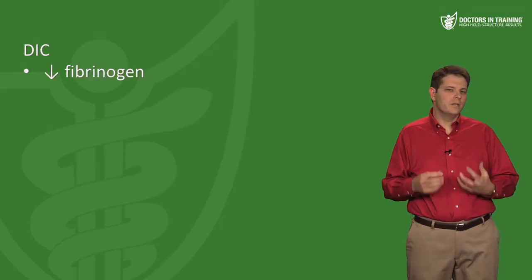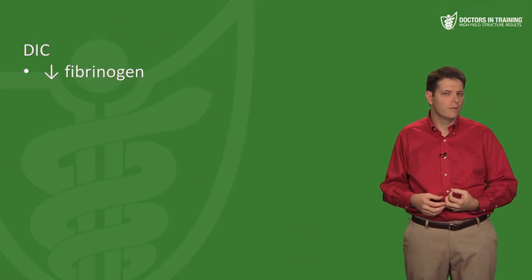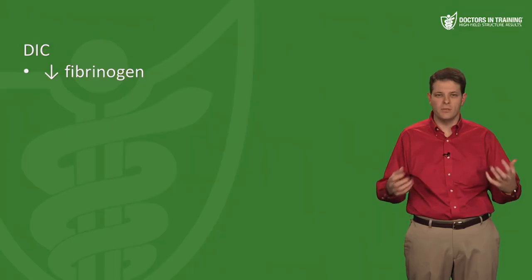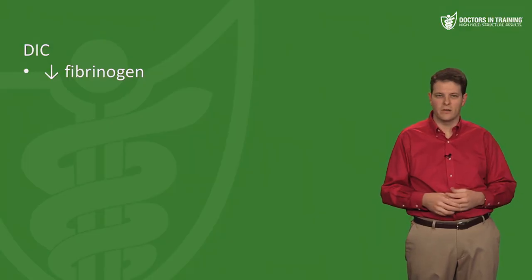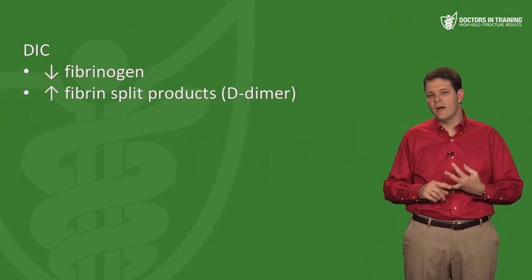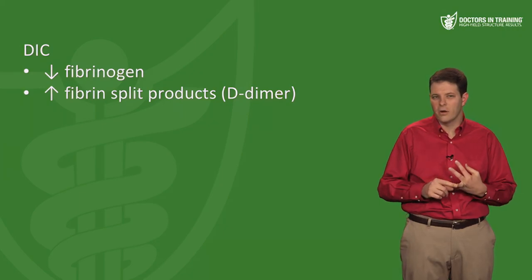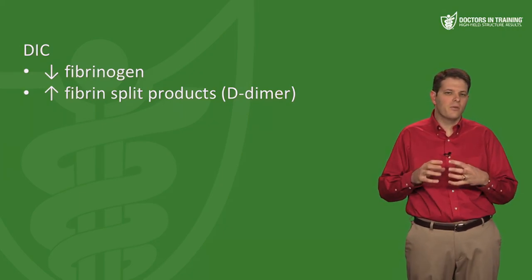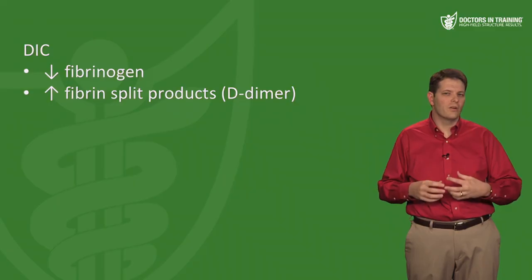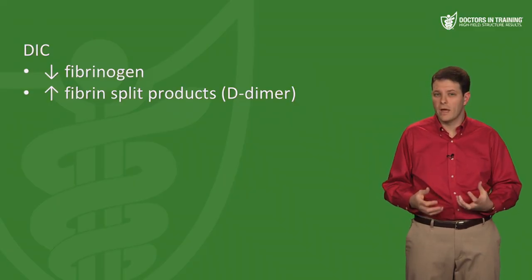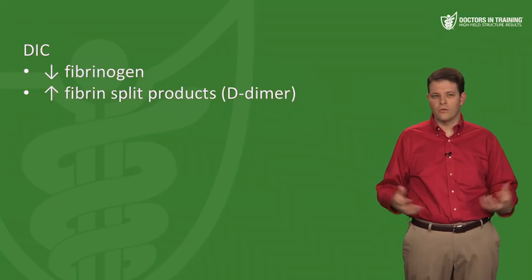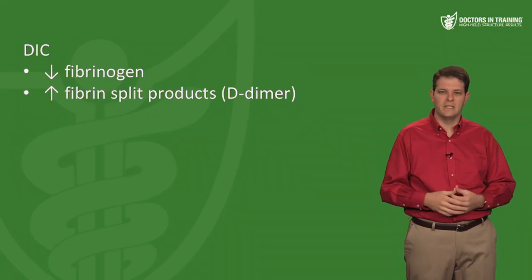Now, why would DIC cause low fibrinogen? Well, because fibrinogen is being used up, just like the platelets are being used up and the other clotting factors. You might see high fibrin split products or high D-dimer. D-dimers or fibrin split products are protein fragments that are left over when you break down fibrin. So your body's having to break down all those widespread clots, and that's going to cause an elevated D-dimer.